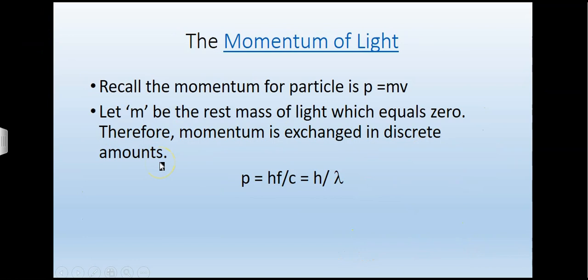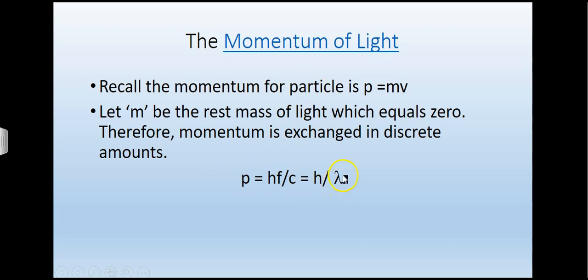This experiment helps us quantify the momentum of light. If you recall, the momentum for any particle is mass times velocity, where the rest mass of light equals 0. So how does a photon of light have momentum? That's because it's related to the amount of energy. P equals hf over c, or h divided by lambda.